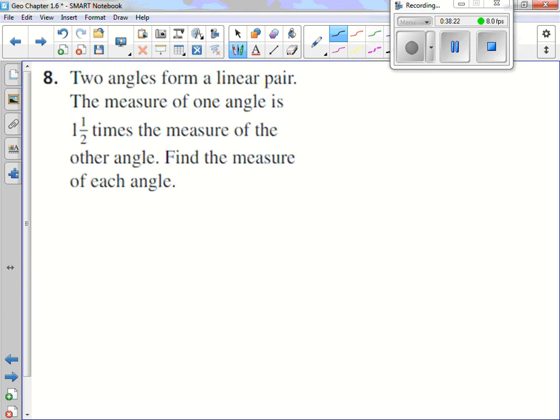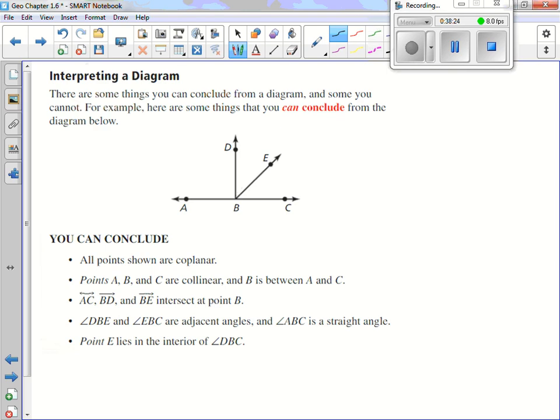Yeah, I'm not going to worry about either one of those. And they shouldn't show up on the homework. I will double check to make sure. Interpret the diagram. There are some things we can conclude, and there are some things we can't. It's just how it works. There's some things you can conclude.